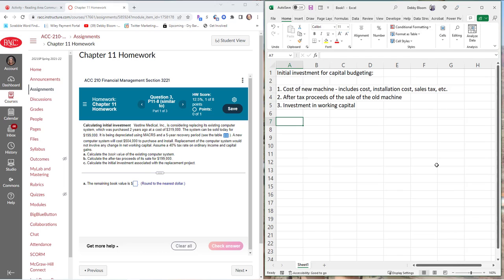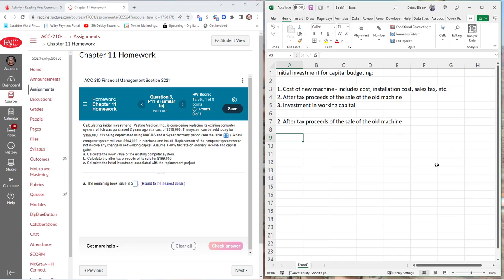So that's part 1 that was given to us. Replacement of the computer system would not involve any change in net working capital. So number 3 is 0. So really all we have to do is calculate number 2, the after-tax proceeds of the sale of the old machine. We're supposed to assume a 40% tax rate on ordinary income and capital gains. So let's look at number 2, after-tax proceeds of the sale of the old machine.